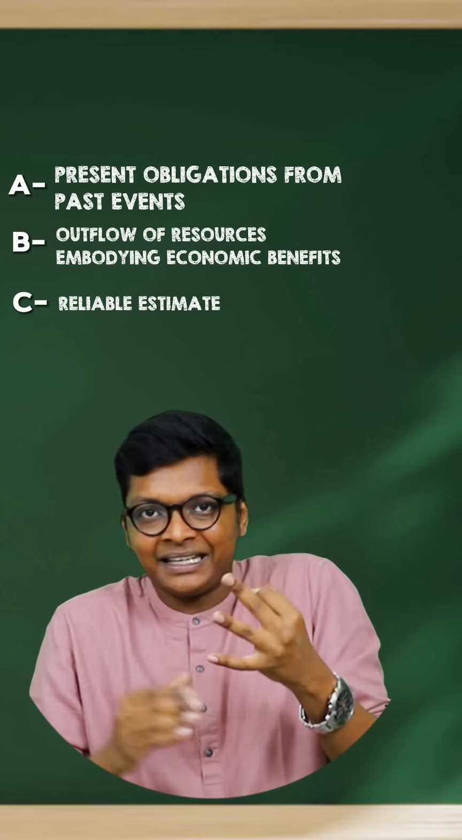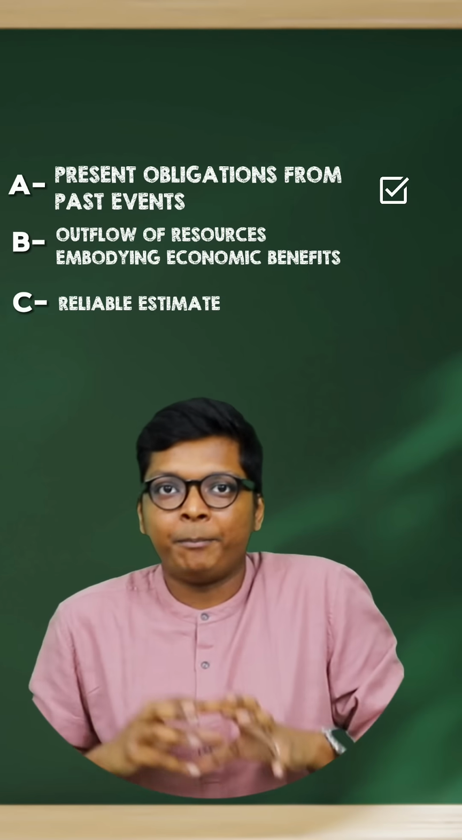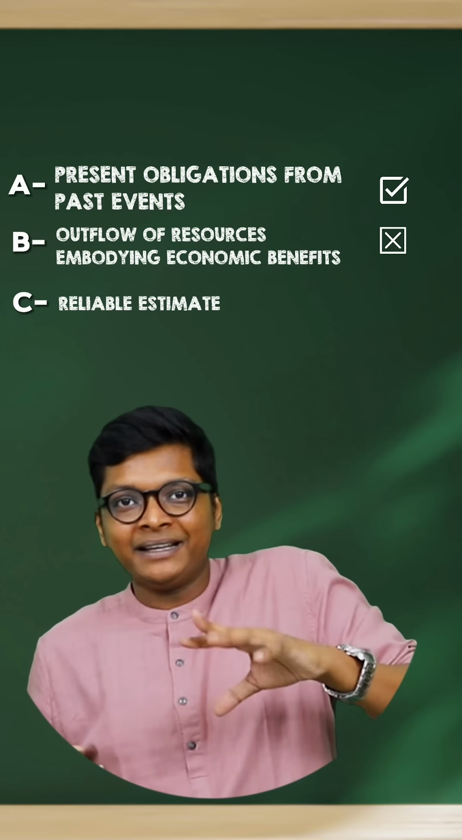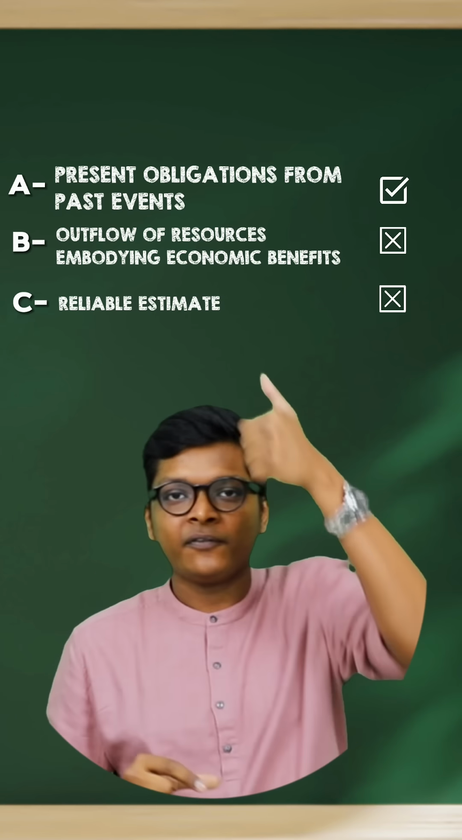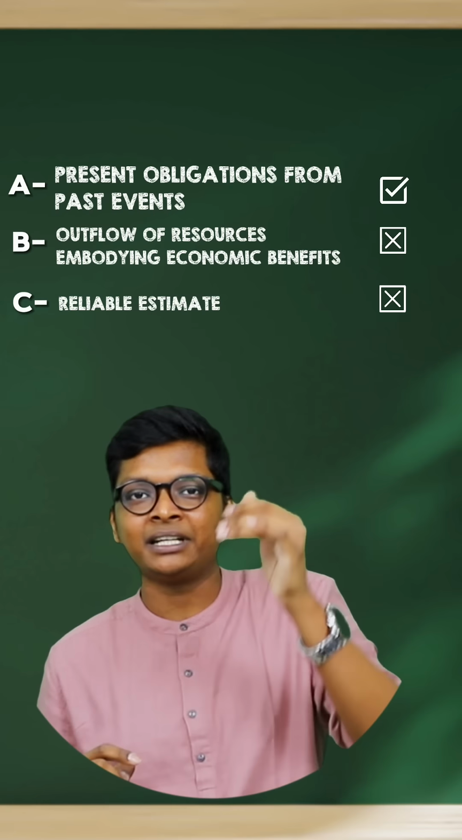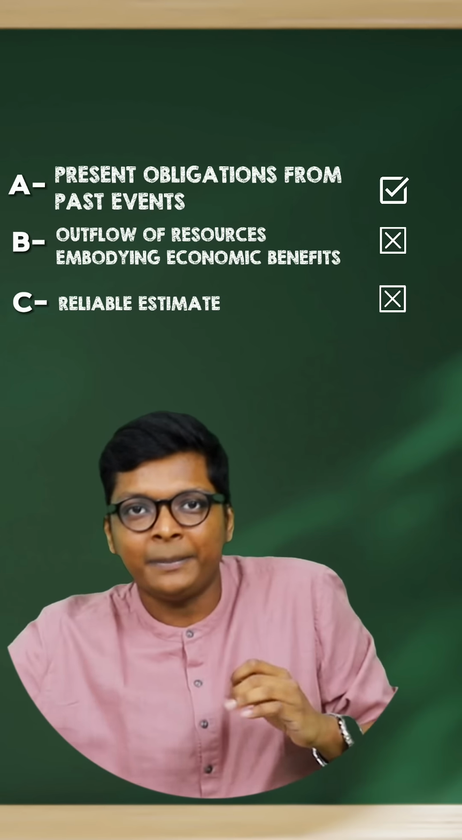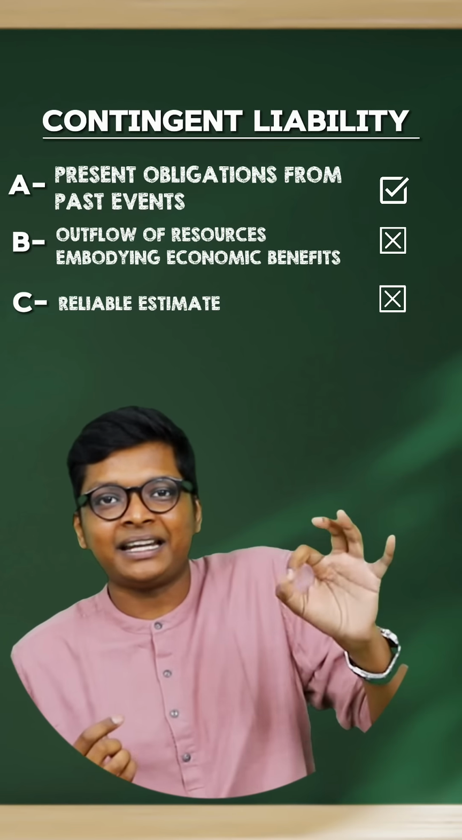Now, within these 3, there is a present obligation from a past event, but for outflow of resources, we don't know if it will happen, or a reliable estimate cannot be made. So I gave points A, B and C. If all 3 are satisfied, it's a provision. If either B or C is missing, that is, outflow of resources is uncertain or a reliable estimate cannot be made, then you show it as a contingent liability.